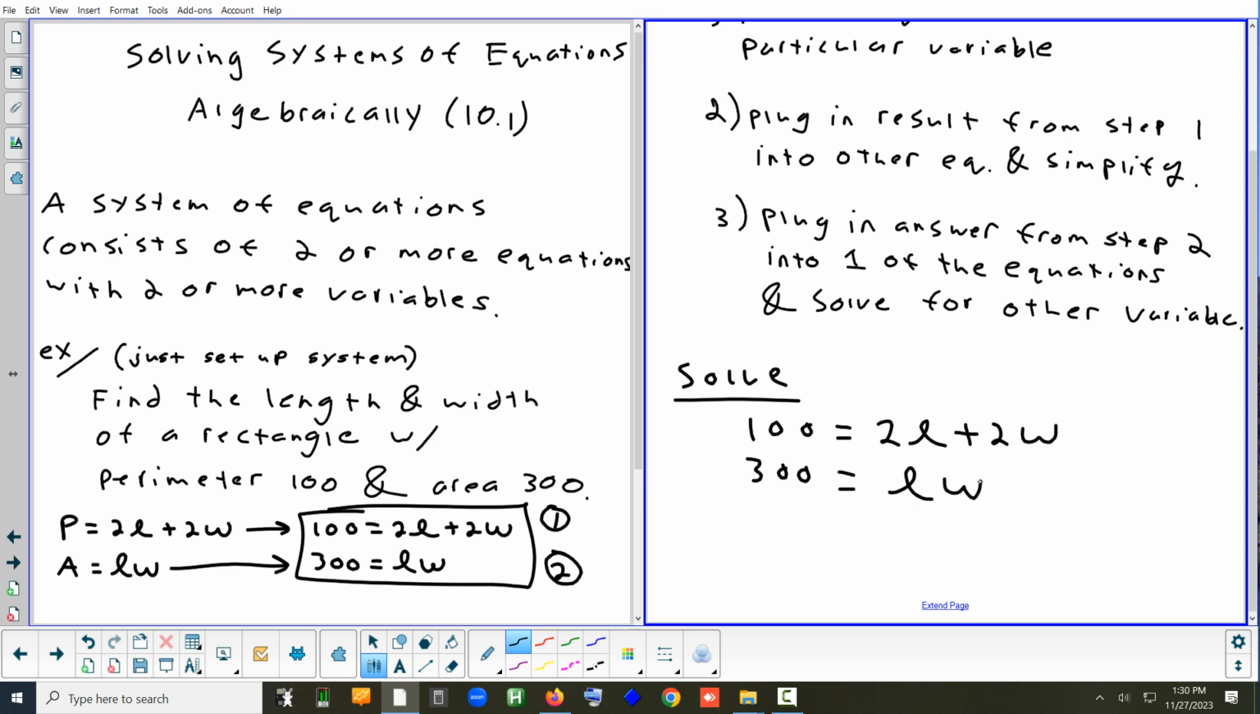Okay, let's solve. So we said earlier we're going to use the second equation. And which letter do we want to get by itself in the second equation? The L or the W? I heard both. No, it doesn't really matter. It's L. Okay, we're going to get L by itself.